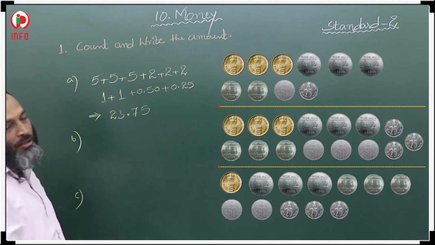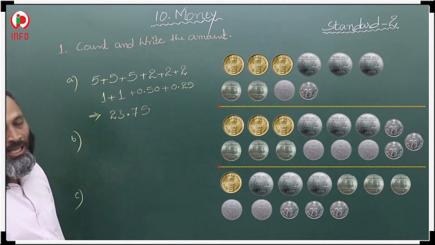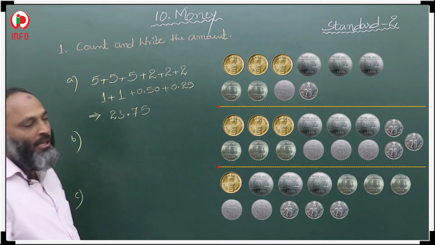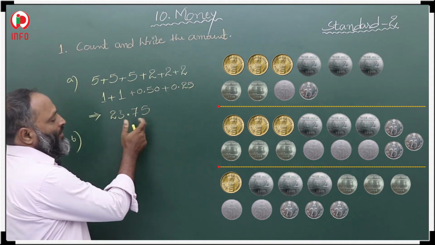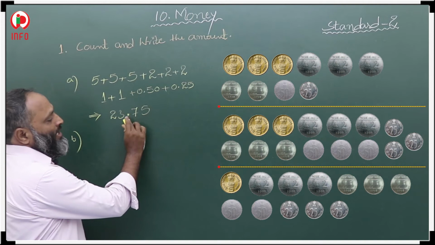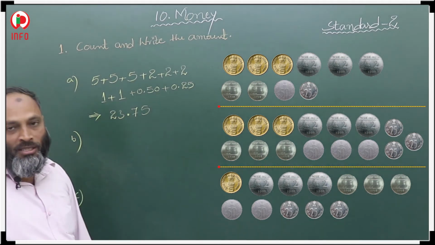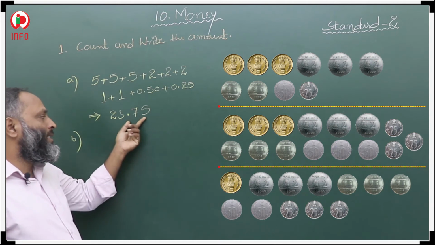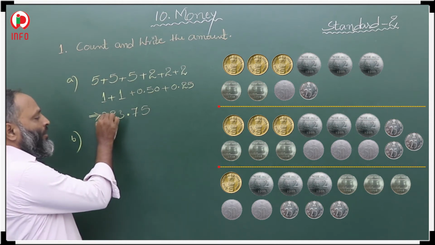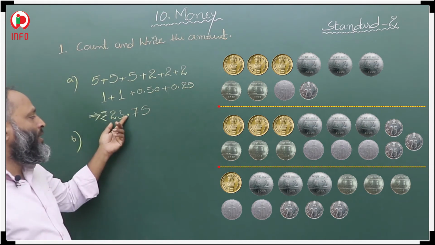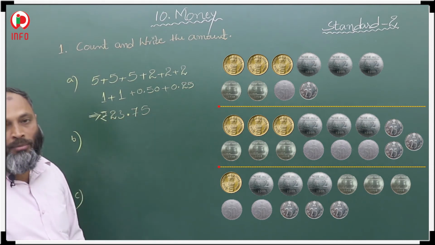After the decimal, whatever digits are there, those digits show paisa. The digits on the right side of the decimal are paisa, and the left side values are rupees. So the total amount is 23 rupees 75 paisa. Then how to represent the rupees symbol?